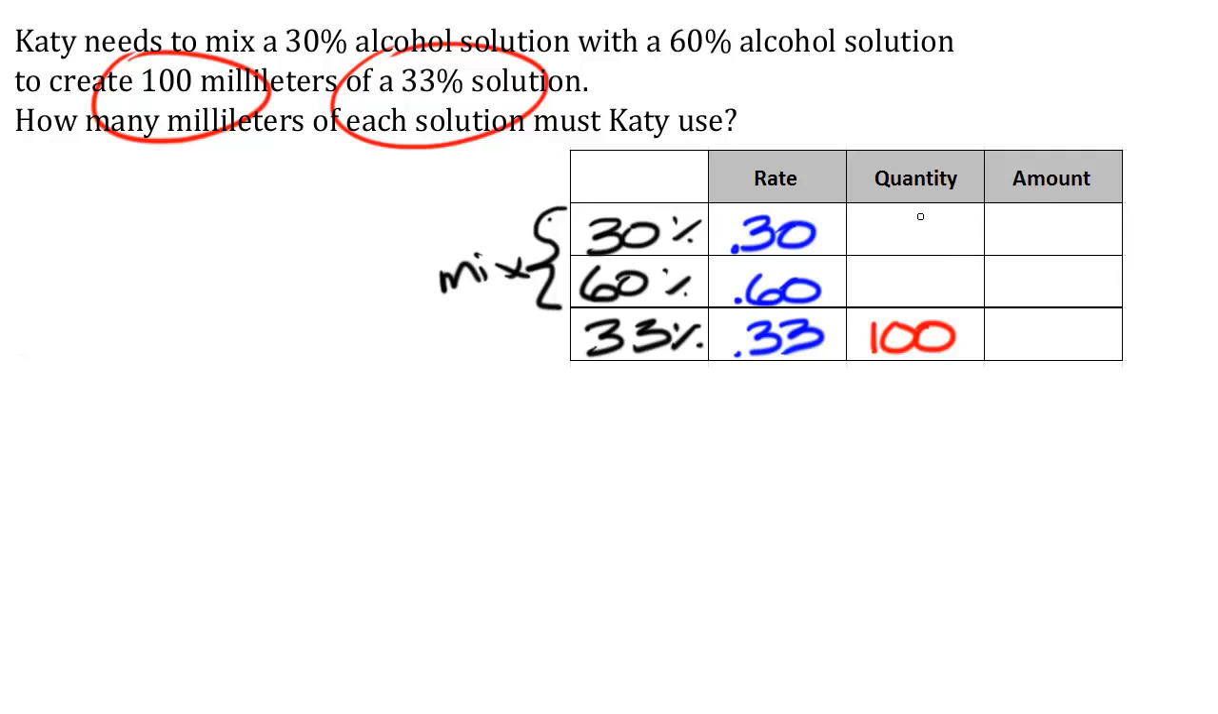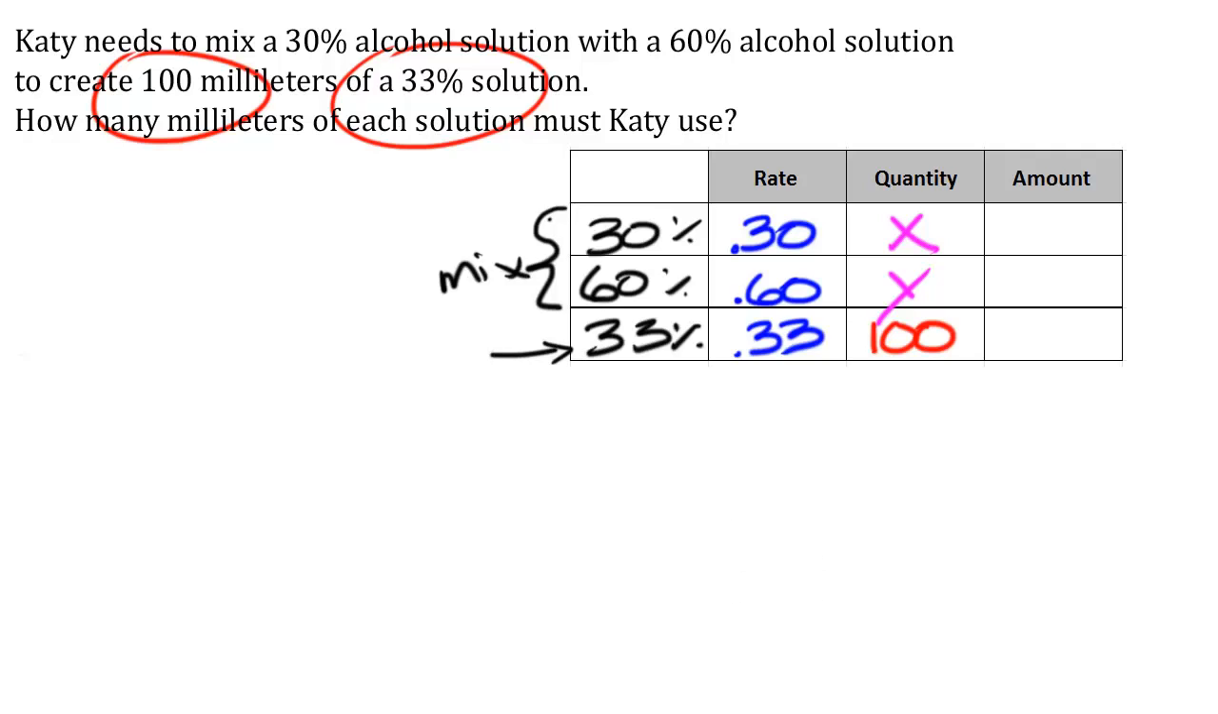I'm going to let x represent the quantity of the 30% solution that I'm using, and I'll let y represent the quantity or amount of the 60% solution that I'm using. All right, those are the main steps every time I'm doing one of these mixture problems, using this table where I have the two things I'm mixing in the first two rows, and then this final result in the bottom row right here.